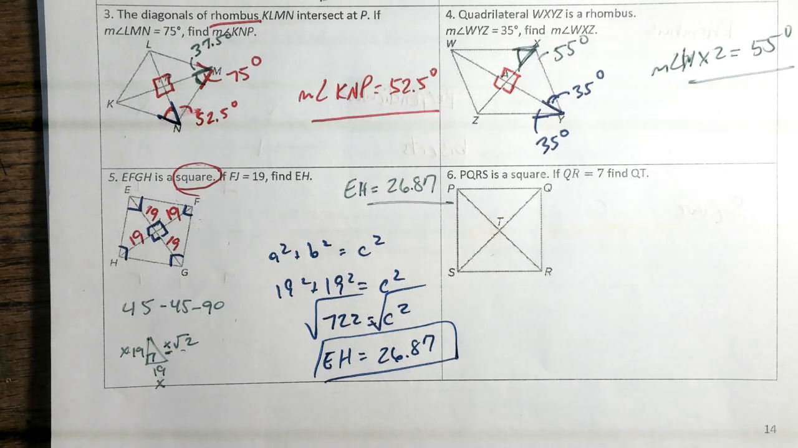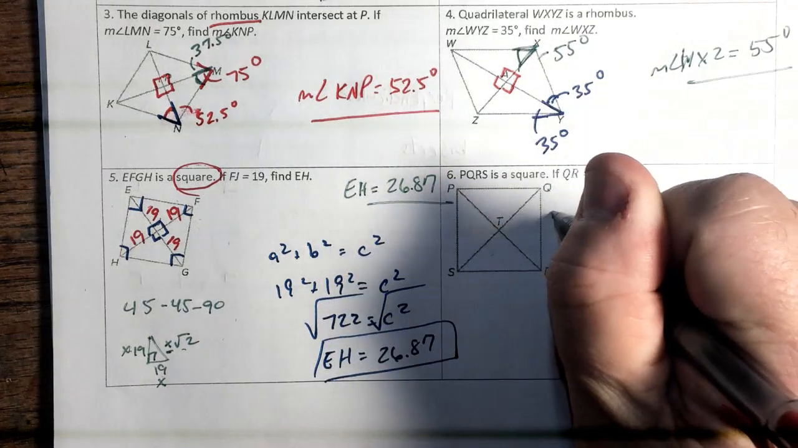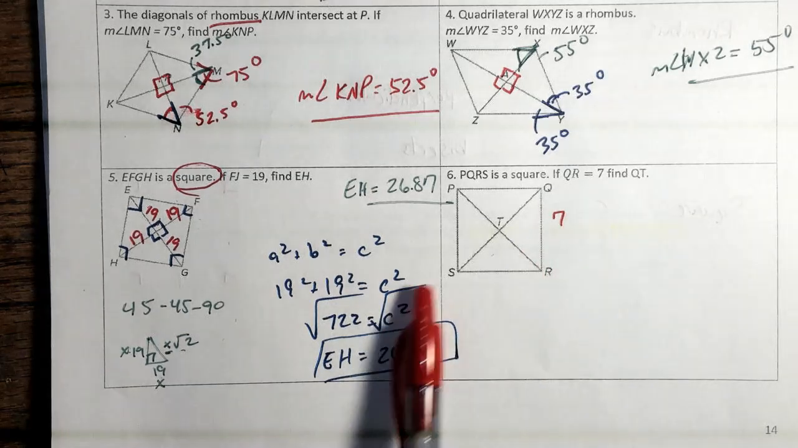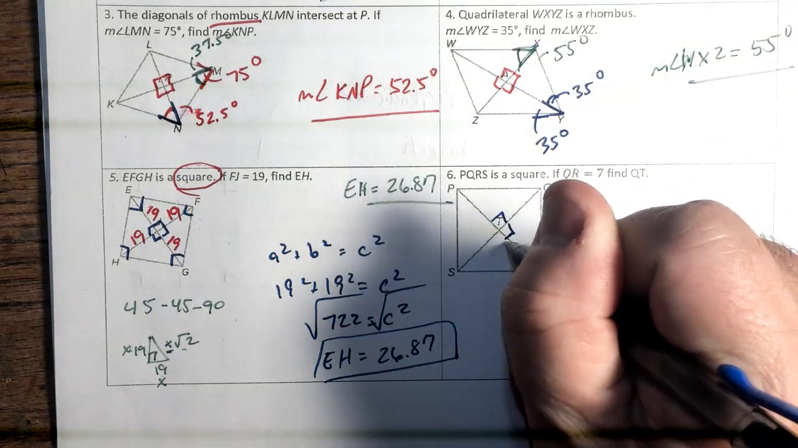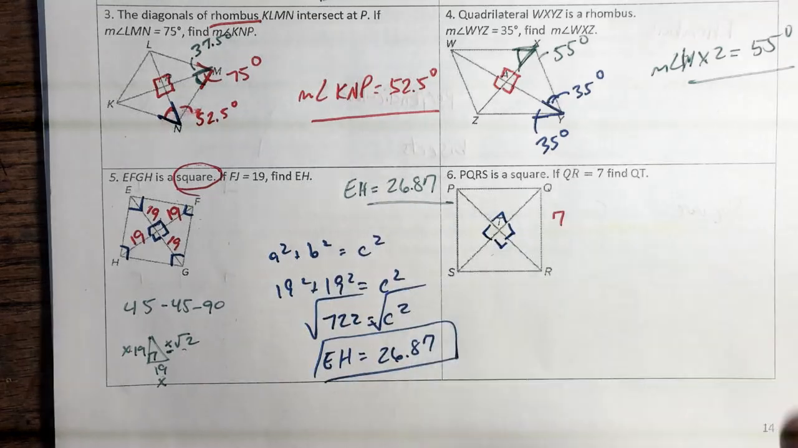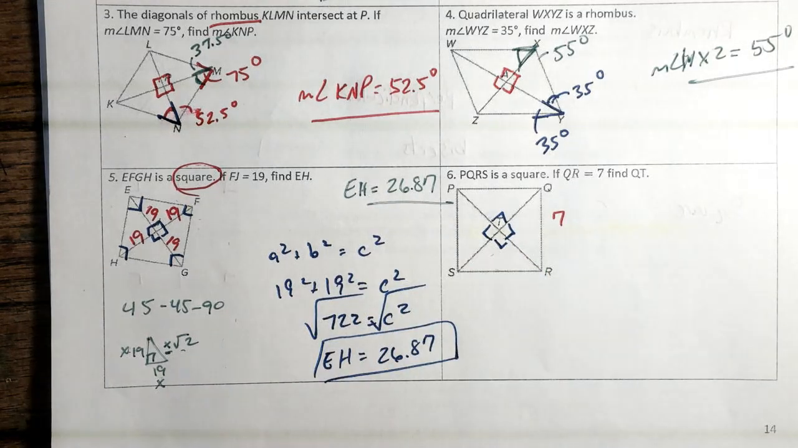PQRS is a square. QR is 7. What's QT? So QR is 7. What's QT? So we'll do this again. These are our 90 degree angles. I always have been drawing the box red, but as long as we got the box, we got 90 degree angles there.